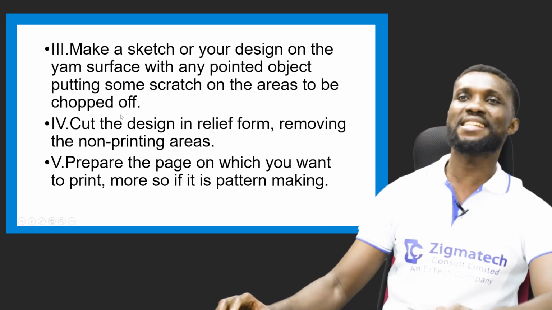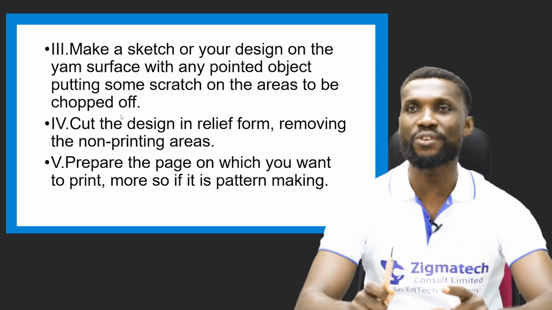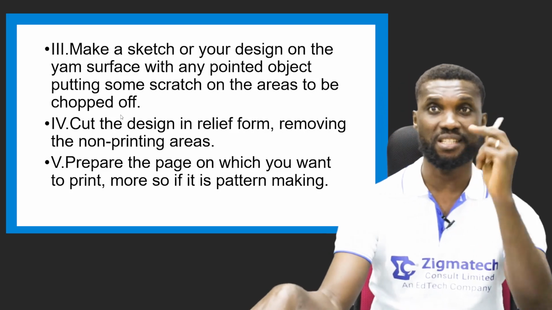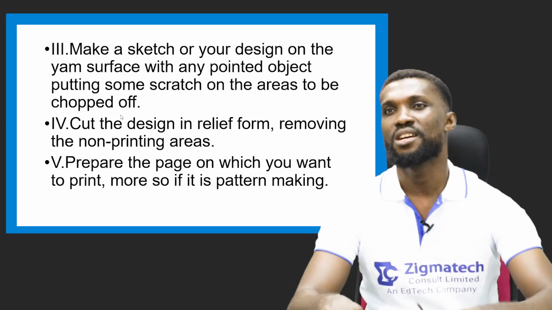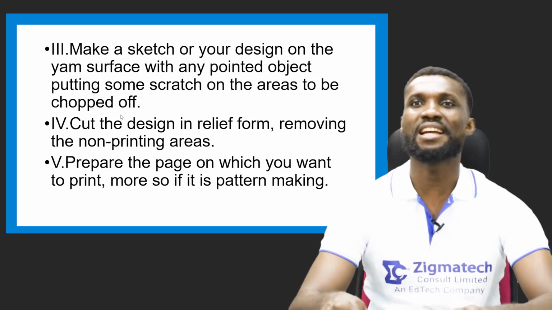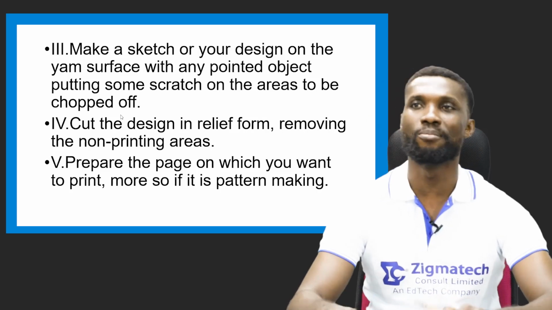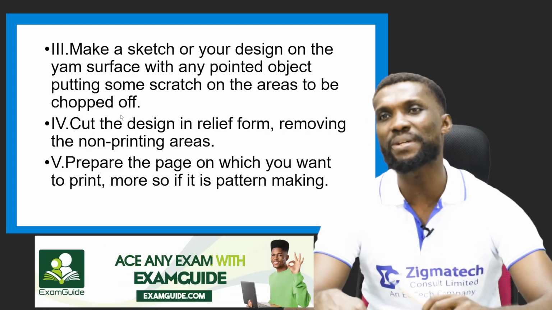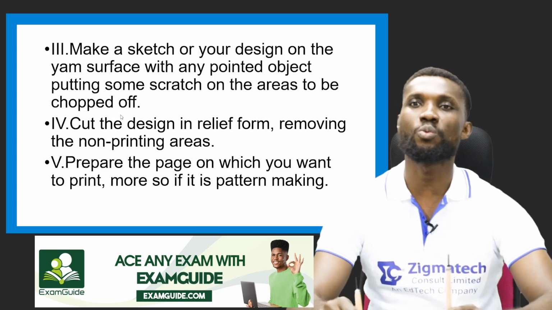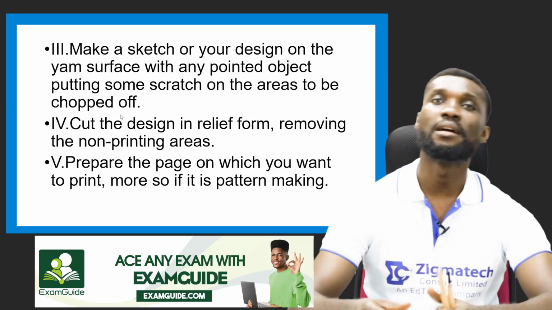Okay. Now, to make a sketch of your design on the yam surface with any pointed object, like I told you, you can use either of this or any pointed object, putting some stress on the areas to be chopped off. Cut the design in relief form, remove the non-printing areas, prepare the page on which you want to print. More so if it is pattern printing.